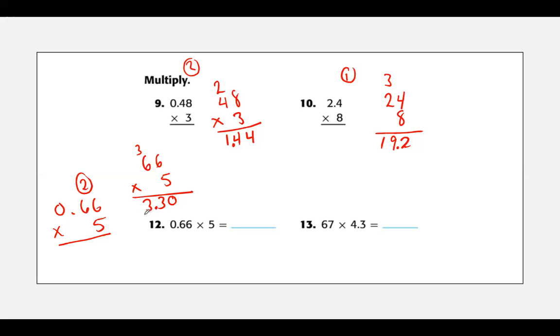So my answer is 3 and 3/10. Could I say 3 and 30/100? I could, but I'm going to write it like this because I don't need that 0 because I have 0 hundredths. So I just have 3/10. So my answer is 3 and 3/10.